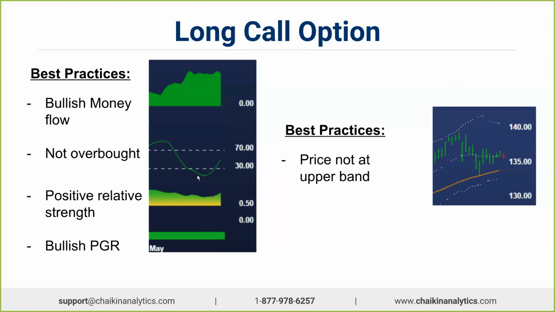Getting in down here is a little bit riskier. It might keep going against you. Again, it's a balance, but you do want it to have positive relative strength and ideally a bullish power gauge as well. Then you don't want to get in when the price is at the upper band. Just like you don't want to get in when it's overbought, when price is at the upper band, it tends to pull back from the upper band.